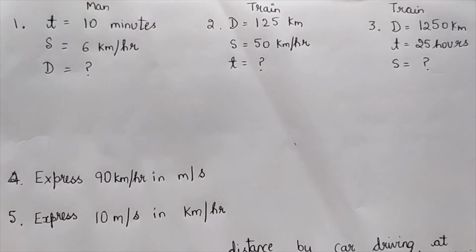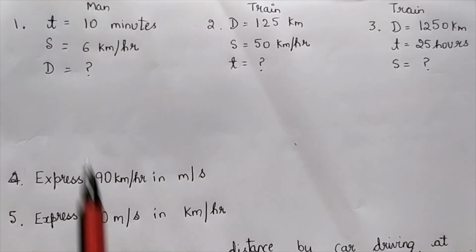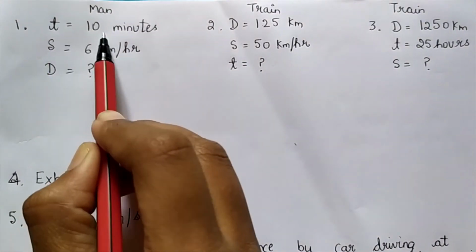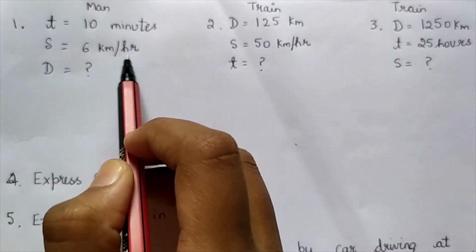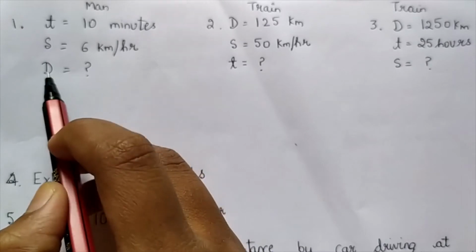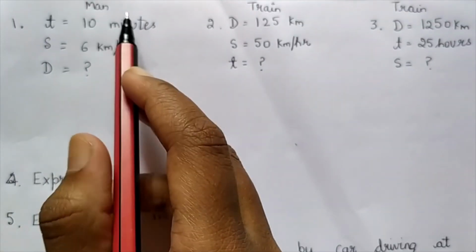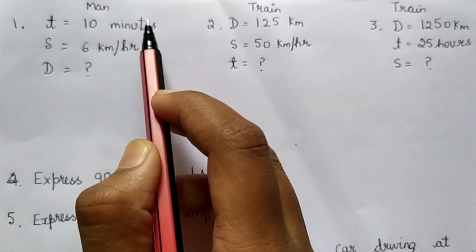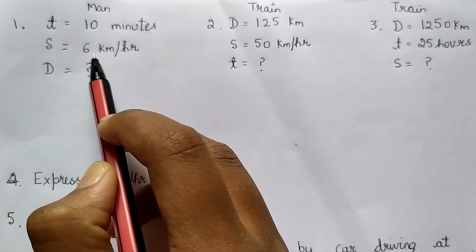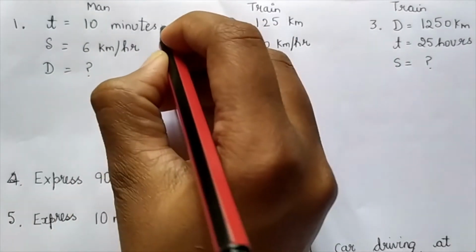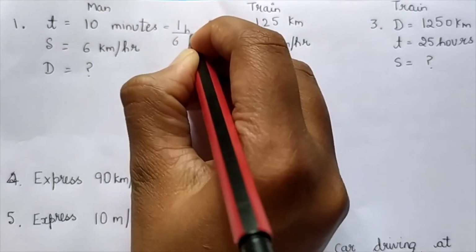Now let's try solving these basic problems. Suppose a man walks for 10 minutes with a speed of 6 km per hour. I want to find out the distance he has covered in 10 minutes. So I must convert this into hours, or the speed into meters per second. This is very easy. 10 minutes is 1 by 6 of an hour.